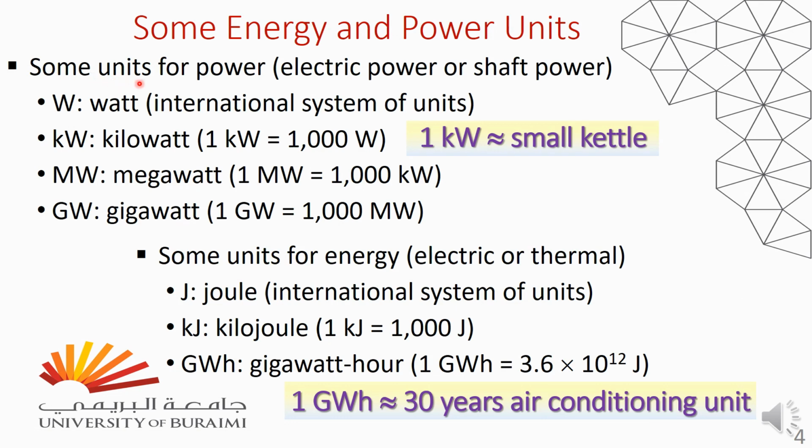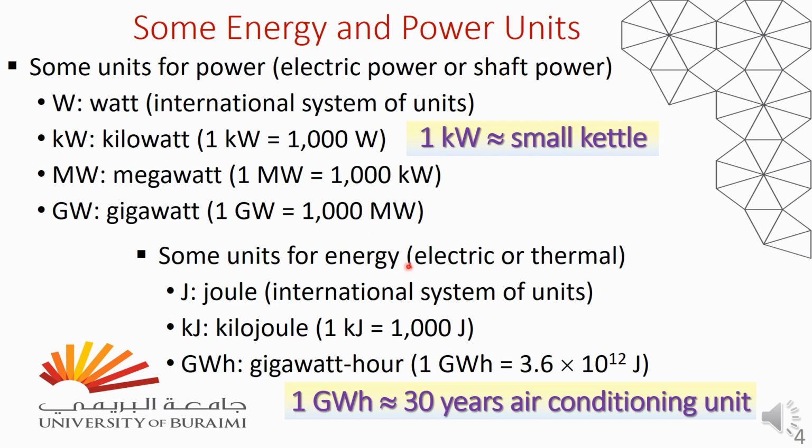Starting with some units for the power, whether it's electric or shaft power. The International System of Units uses the watt as the unit of power. We also have the kilowatt, which is 1000 watts, and 1 kilowatt is approximately the power needed to operate a small kettle. We also have the megawatt, which is 1000 kilowatts, and we have the gigawatt, which is 1000 megawatts.